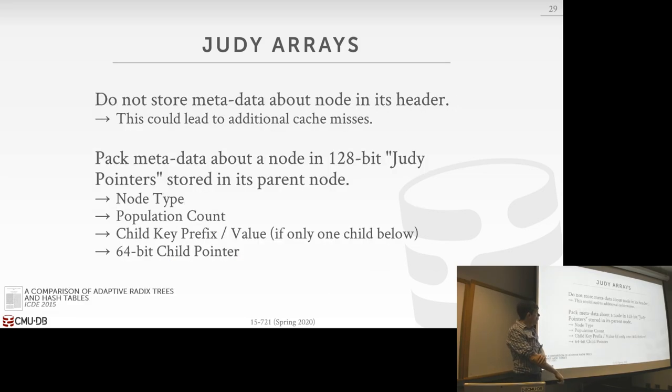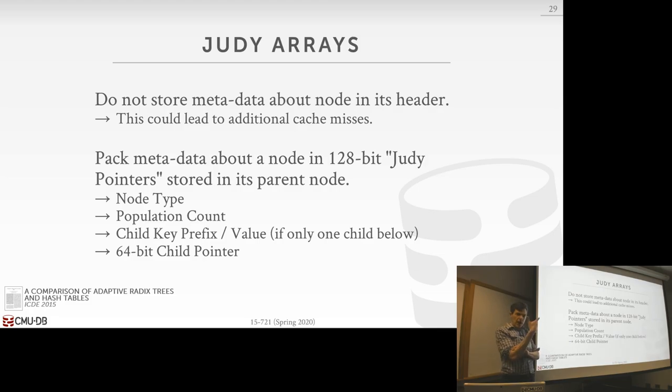Okay, so the important thing that's going to happen in the Judy array that's going to be different than the B+ tree and the BW tree is that they're not going to store any metadata about the node in the node itself.